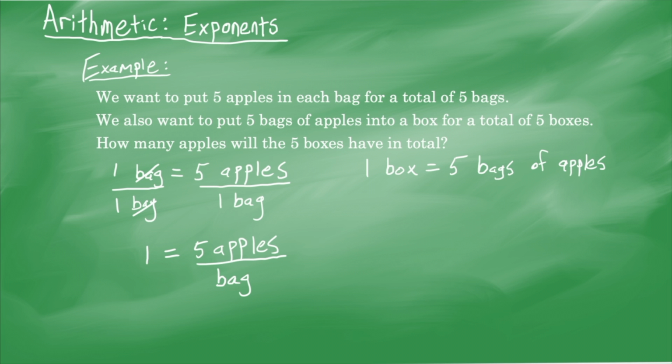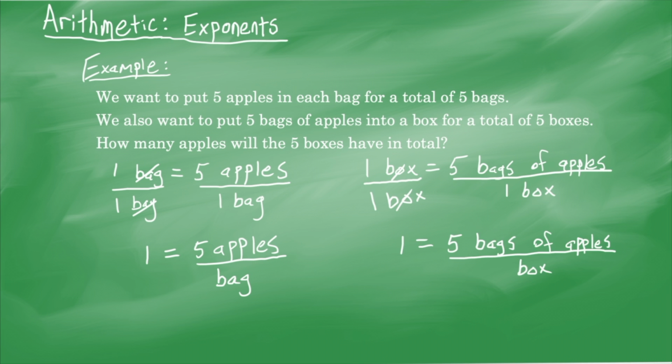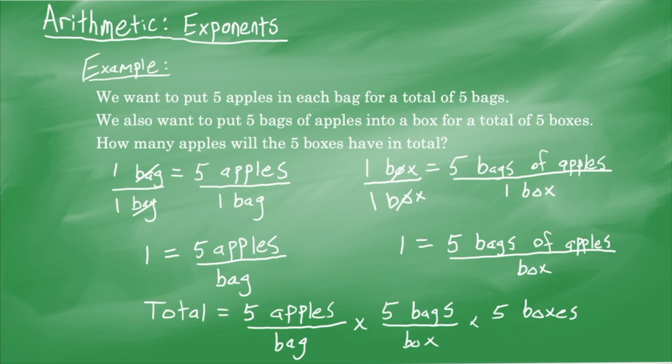If we divide both sides by a bag, such that one side becomes just a 1, canceling the bags out, we get just one set, one grouping, one unit of 5 apples per bag. A bag of apples, a bag of 5 apples in this case. Likewise, if we divide both sides by a box, we get 1 unit of 5 bags of apples per box. In total then, we would get 5 apples per bag times 5 bags per box times 5 boxes.